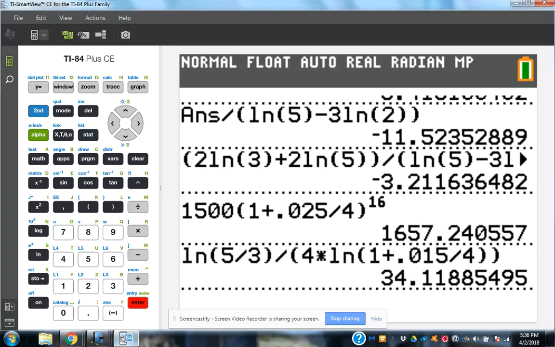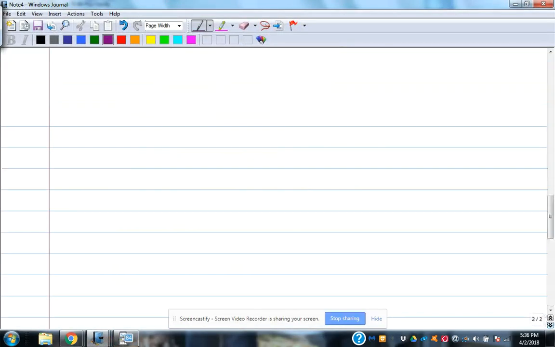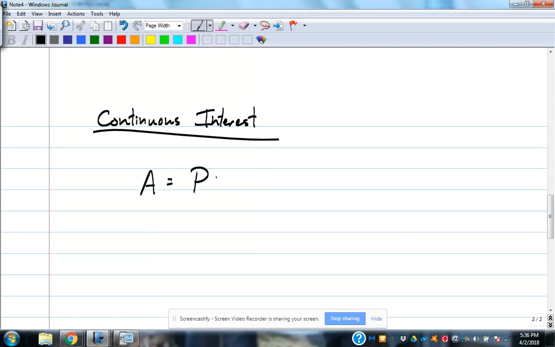Okay. All right. So there's compound interest. That sort of idea is what's going on there. As compound interest goes from quarterly to monthly to weekly to daily to maybe hourly, as you start increasing the number of times the interest is compounded, you get closer and closer to what's called continuous interest, which is the last thing in this section.